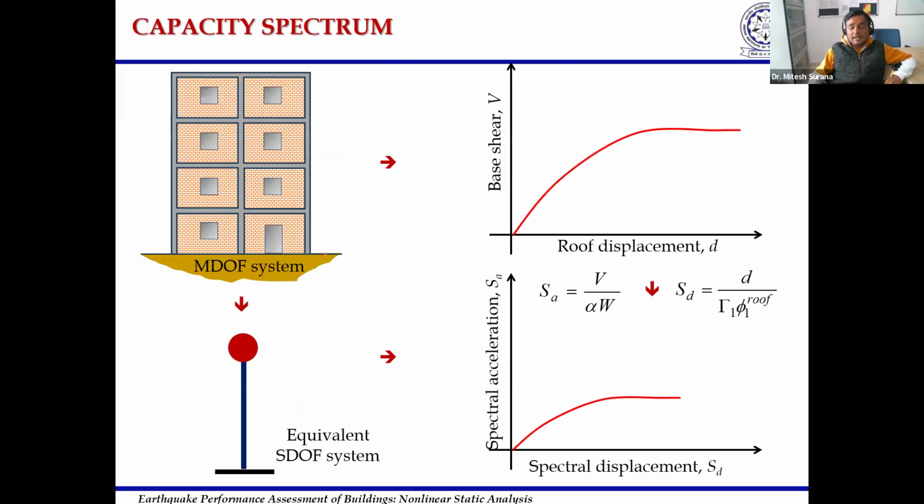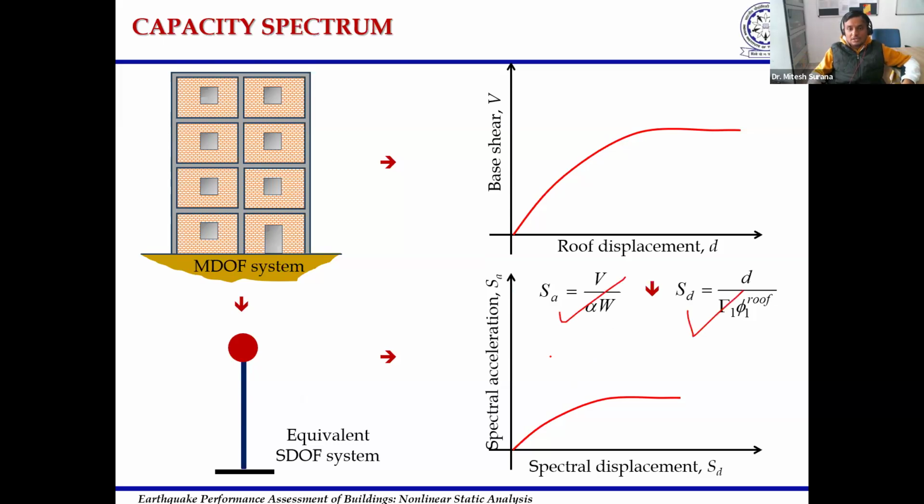After knowing this force versus displacement relationship, because we are performing analysis on a multiple degree of freedom system, and the earthquake demand that is usually available to us is in terms of the response spectrum, which is applicable for a single degree of freedom system. To compare the earthquake capacity of the structure with the earthquake demand available in terms of the response spectrum, first we need to idealize this multiple degree of freedom system into an equivalent single degree of freedom system. The force displacement curve that we have obtained for the multiple degree of freedom system can be converted into an equivalent single degree of freedom system by using certain transformations.